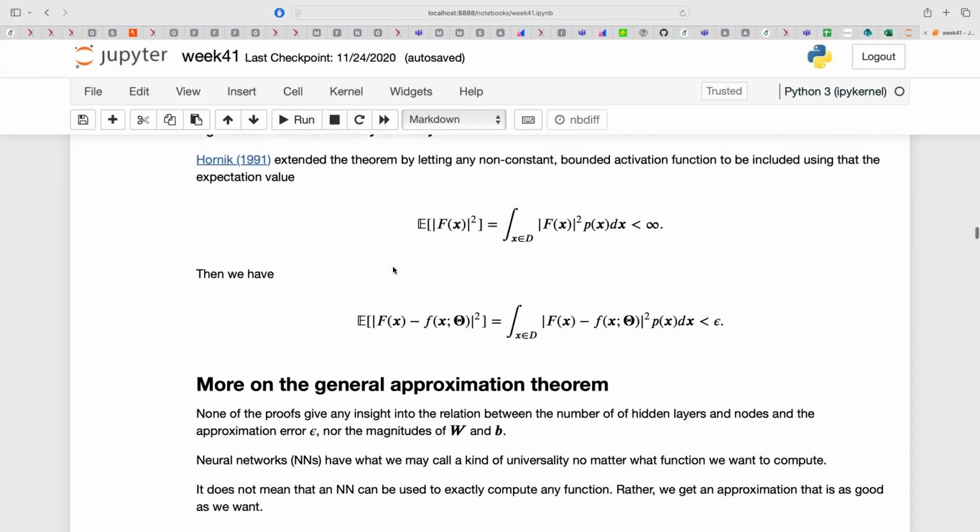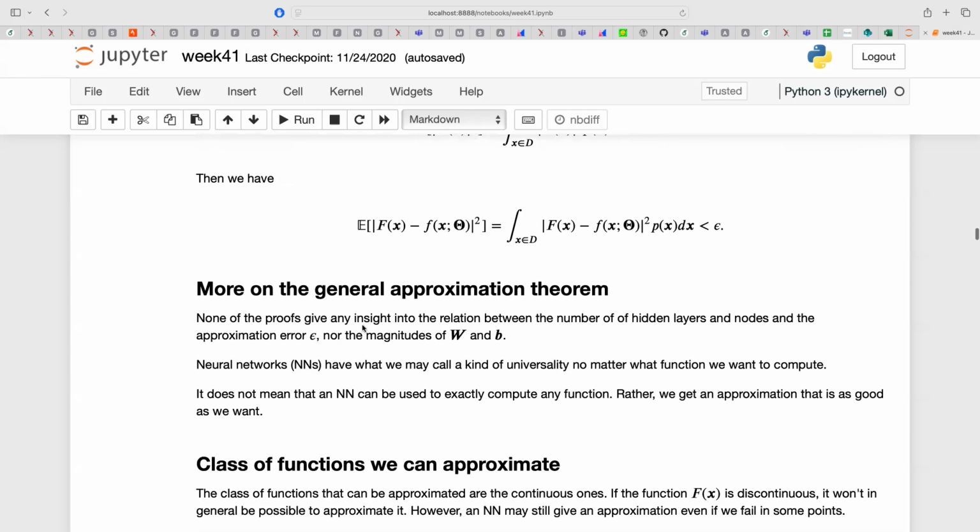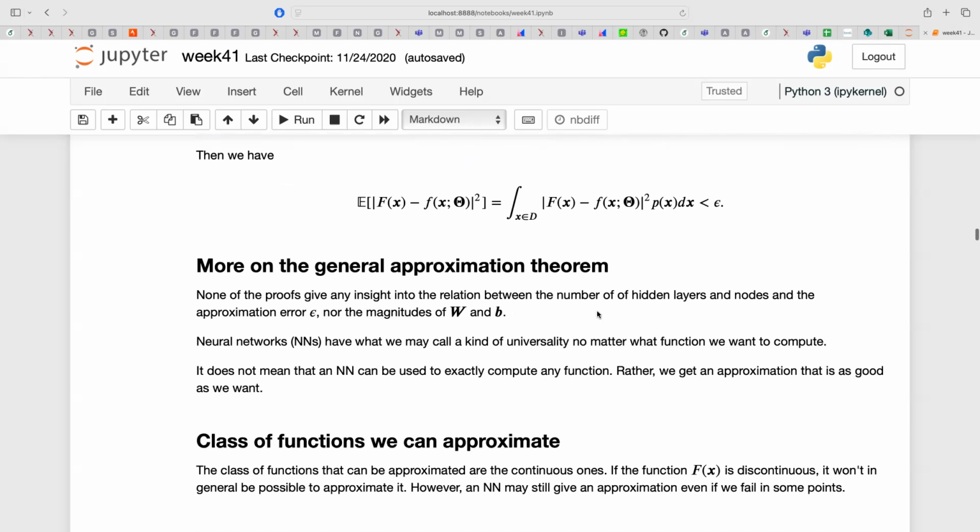And that means that what you can prove is that the expected squared difference between the function and the model is smaller than an integral over the probability, and this is smaller than an epsilon, which you have to fix. None of the proofs give any insight into the relation between the number of hidden layers and nodes and the approximation error epsilon. It only says that you can approximate the function to a specific error, but it doesn't say how big that one is.